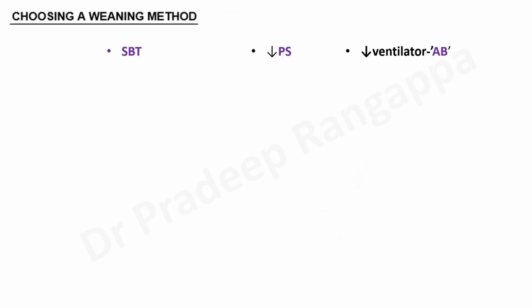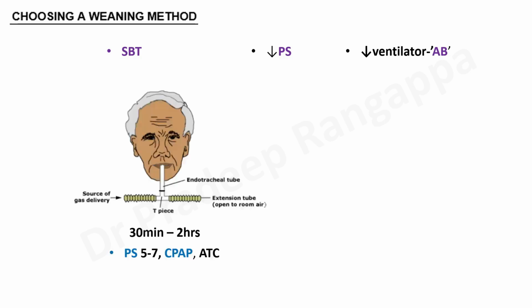Choosing a weaning method, there are three broad categories. One is a spontaneous breathing trial. The second one is gradual reduction of pressure support. And the third one is gradual reduction in ventilator-assisted breaths. Most studies have looked at which is the best way of weaning, and studies have compared spontaneous breathing trial and pressure support. And most of the earlier studies have shown spontaneous breathing trial is good enough, but we'll look very briefly at what our current understanding is.